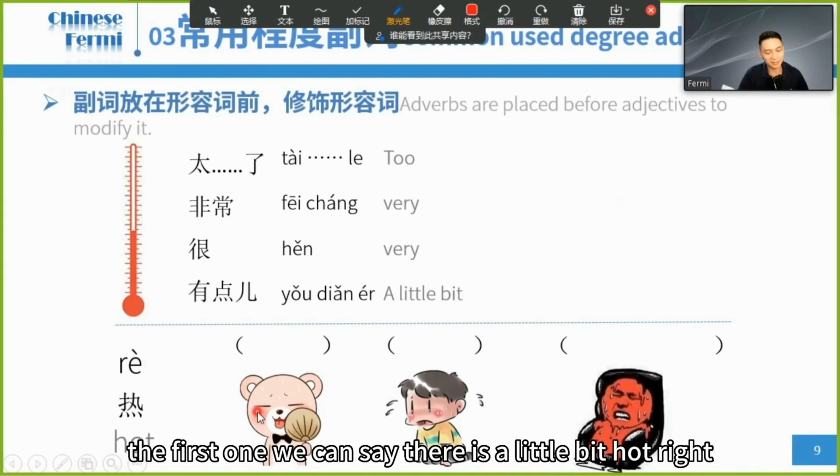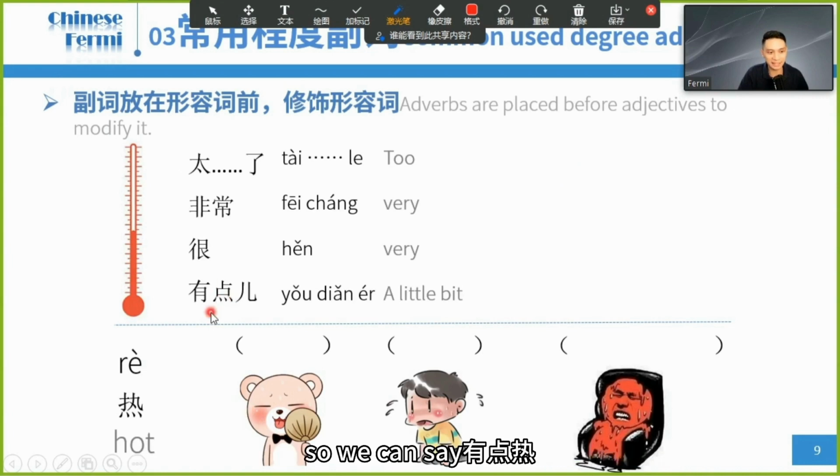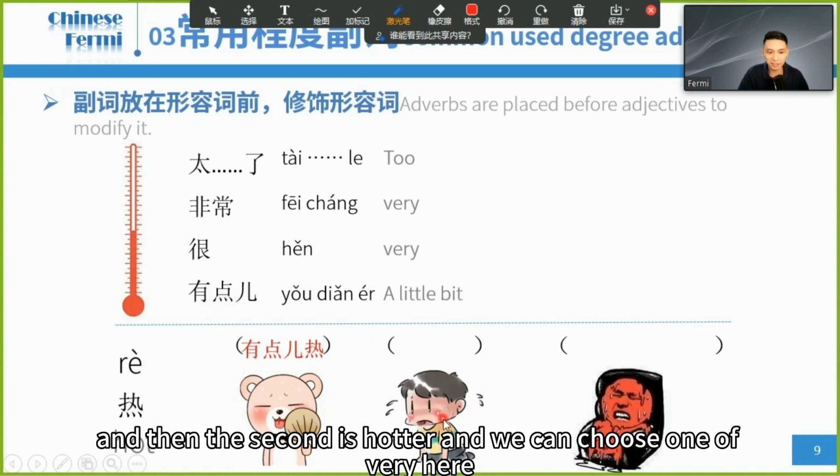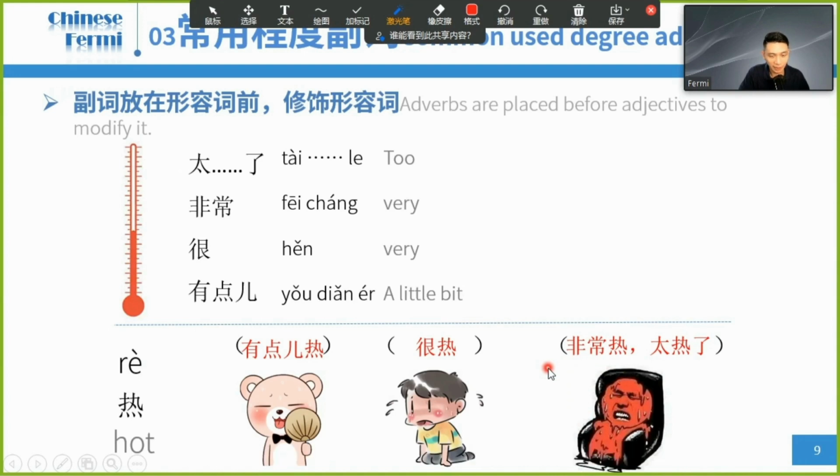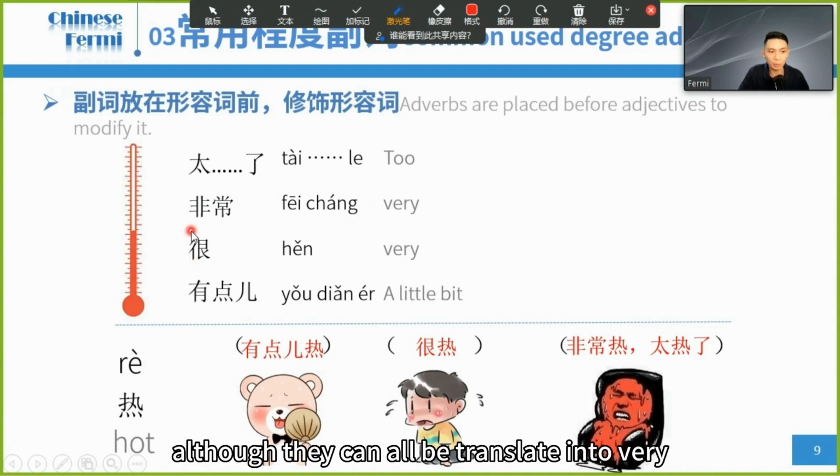The first one, we can say it is a little bit hot, right? So we can say 有点儿热. And then the second is hotter, and we can choose one of very here: 很热. Last one here, we can say 非常热 and 太热了. It should be noted that usually 非常 is a higher degree than 很, although they can all be translated into very.